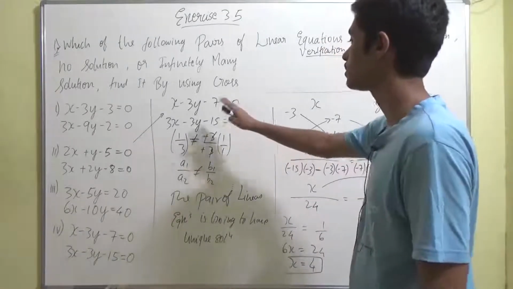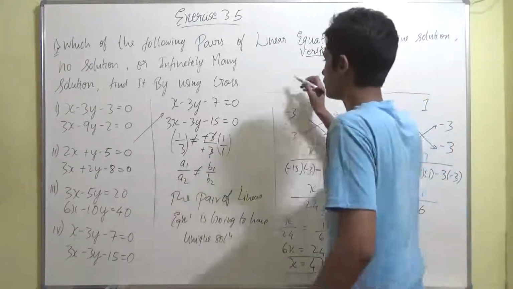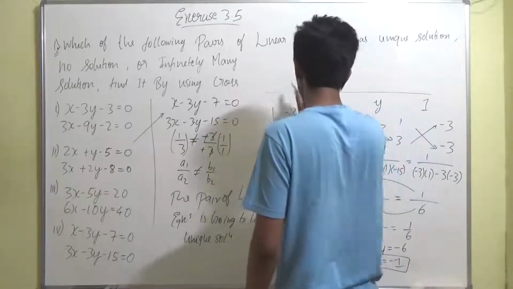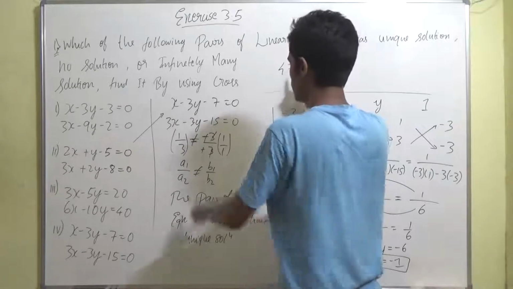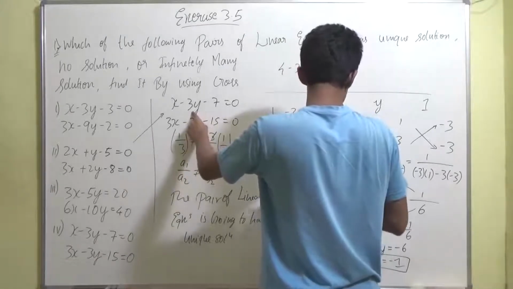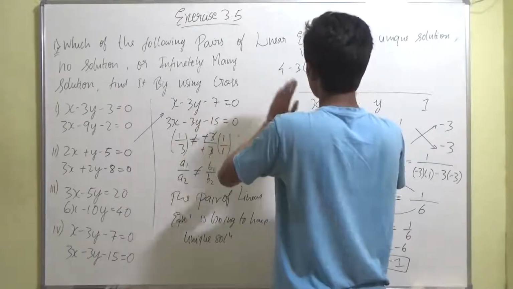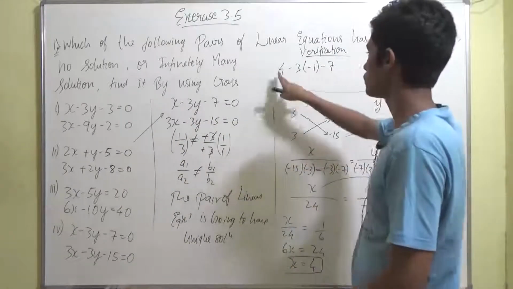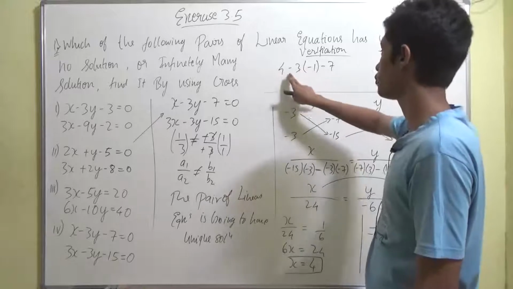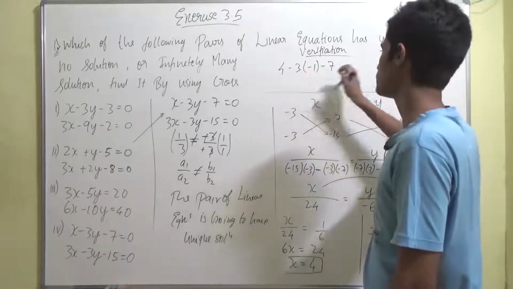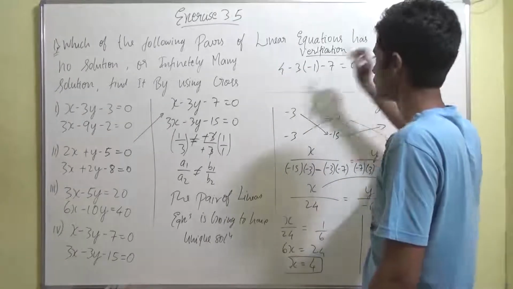Right, so now let's plug in the values of x and y back into the equations and see if LHS is going to be equal to the RHS. That is, in place of x we are going to put 4, -3 into y we are going to put -1, -7 should be giving us equal to 0. Now if you see 4, minus of minus becomes plus, 4 plus 3 equal to +7, -7 is equal to 0, which means it is verified, guys.